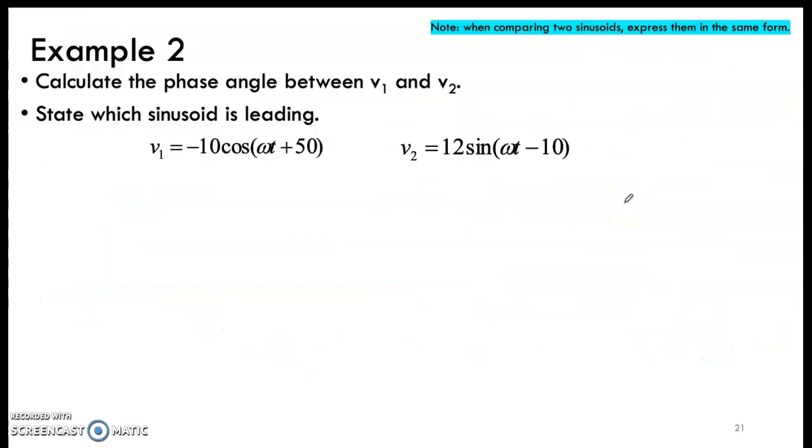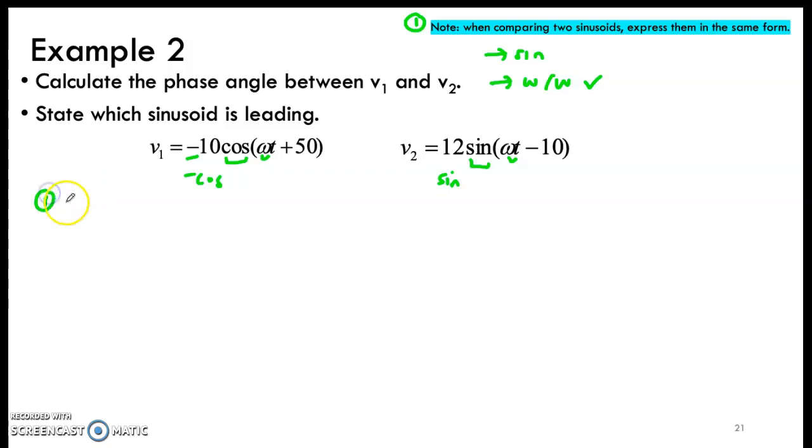Okay, so let's see this first example. Tip number 1: when you are comparing two signals, the sinusoids need to be in the same form. This is rule number 1. So you can see here one is minus cosine, another one is sine. Usually we practice converting everything to sine. Second, you need to check that the frequency is the same. So here the frequency is omega, the second one is also omega. Yes, it is the same. And then we can compare.